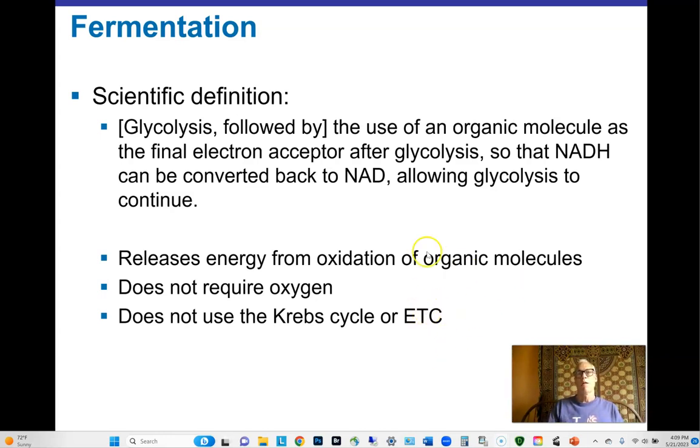After glycolysis, if we're not going to send the pyruvic acid down into the Krebs cycle, we've got to get the NADH that was produced during glycolysis back in the form of NAD to allow glycolysis to continue. So again, if we're not going to use the Krebs cycle and electron transport chain to get rid of the electrons, we've got to do something else with them, and that something else is going to be fermentation.